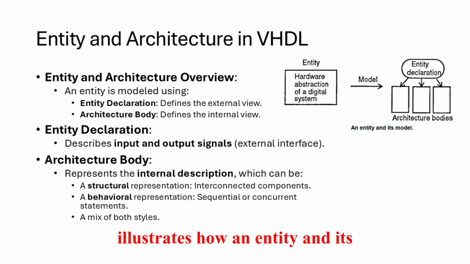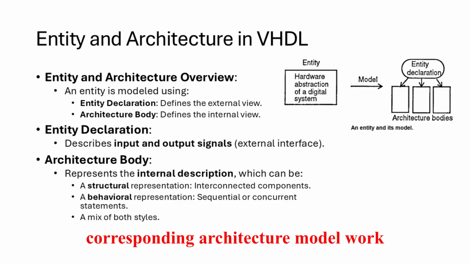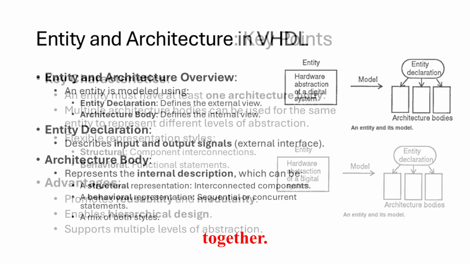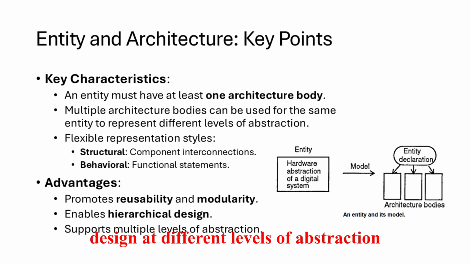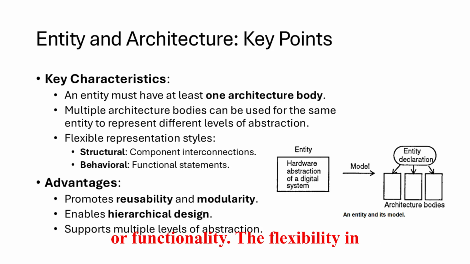Figure illustrates how an entity and its corresponding architecture model work together. To highlight some key points, every entity in VHDL requires at least one architecture body. However, it's not limited to just one. Multiple architecture bodies can exist for the same entity, each representing the design at different levels of abstraction or functionality.